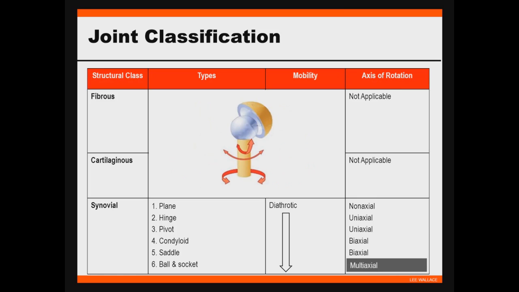And the final axis of rotation is called a multi-axial joint. These joints are able to rotate on all three axes. So a ball and socket joint is able to flex and extend, abduct and adduct, and also circumduct as a combination of these, but it's also able to rotate.